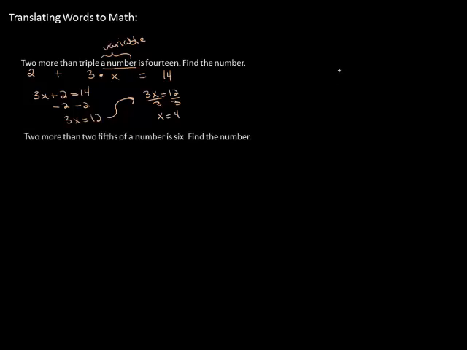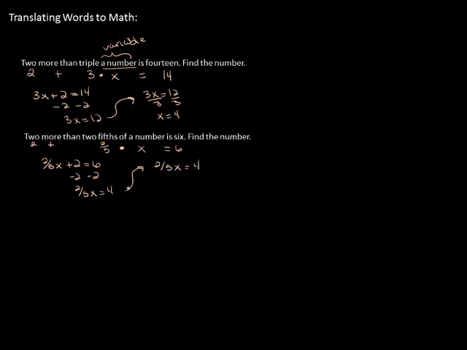Okay, there, that's better. 2 more than 2/5 of a number. Okay, 2 more, again, we're adding. 2/5 is a fraction. Of means multiply. A number is a variable, equals 6. So again, I'm going to rearrange that so that it makes more sense. So I'm going to do 2/5 x plus 2 equals 6. Subtracting 2, I get 2/5 x equals 4.